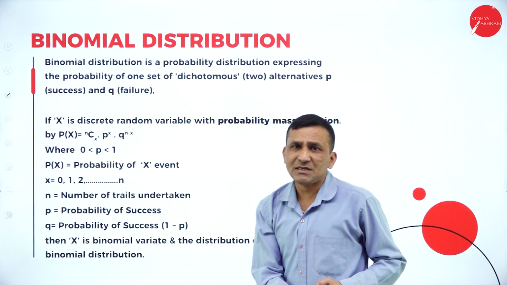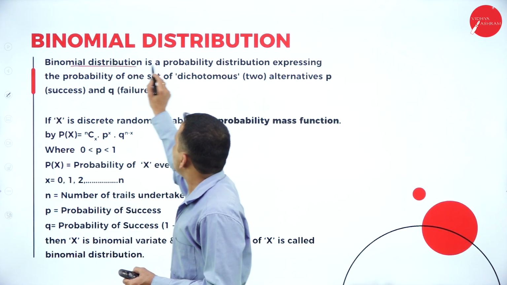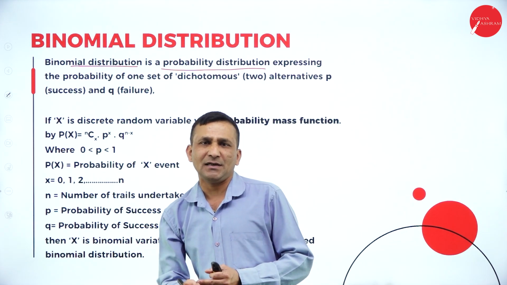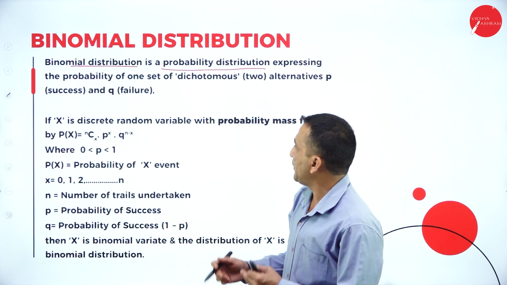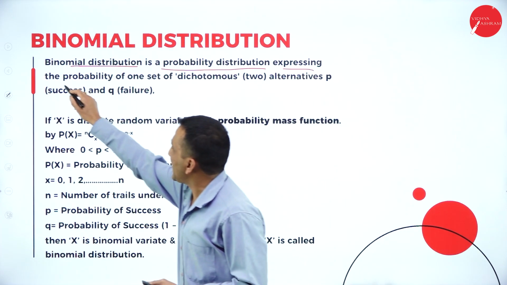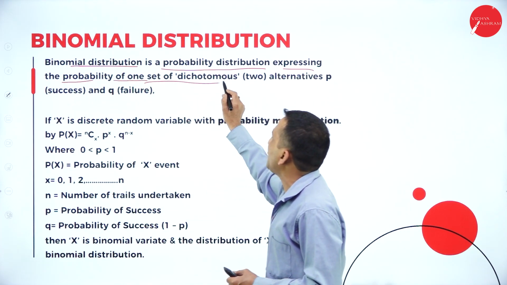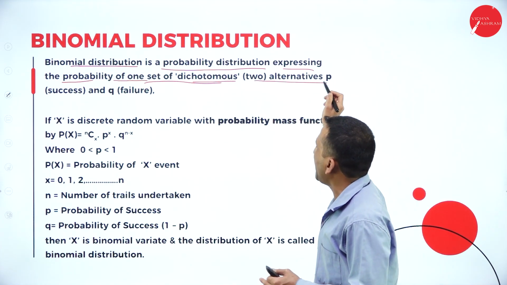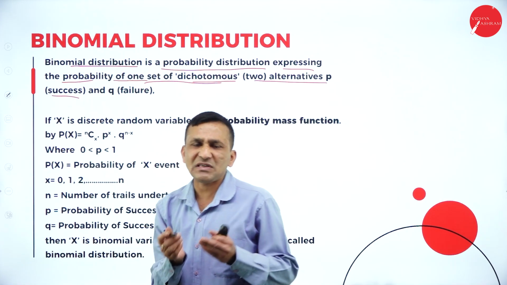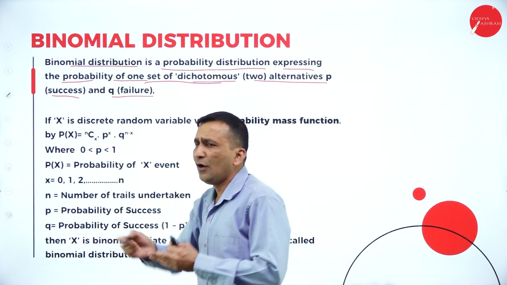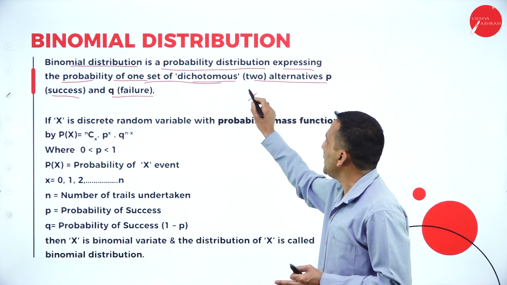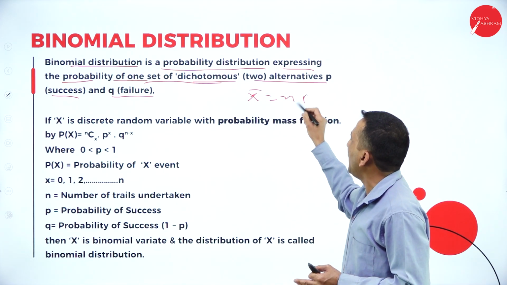Binomial distribution is a probability distribution, which means it is a discrete random distribution. It is a discrete probability distribution expressed in terms of two alternatives, where P stands for success and Q stands for failure. So under binomial, X bar is always NP.